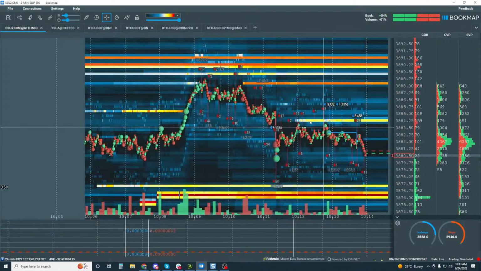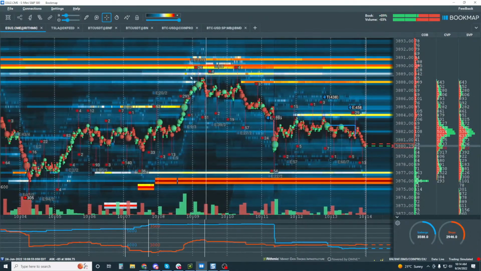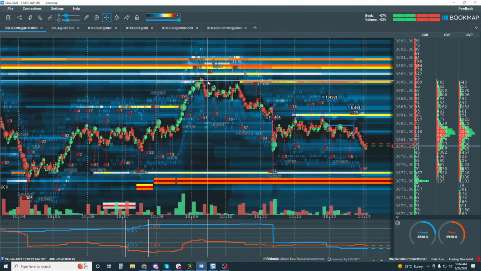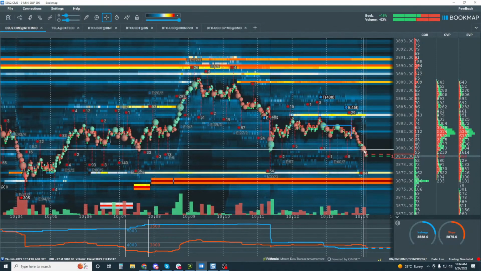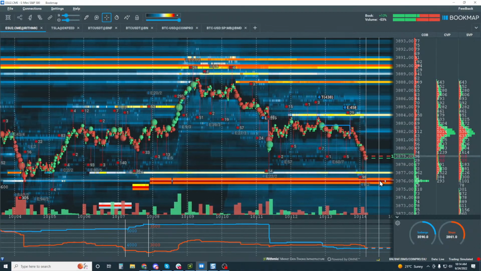All right, well, anyway, this larger player disrupted that whole move here. So let's see if we get sellers. They're kind of giving a hint for the sellers to hit down into this liquidity here.